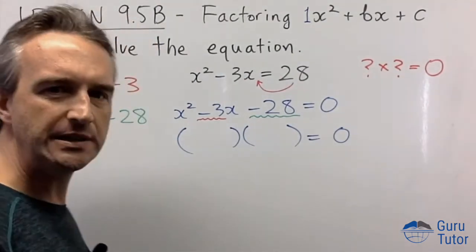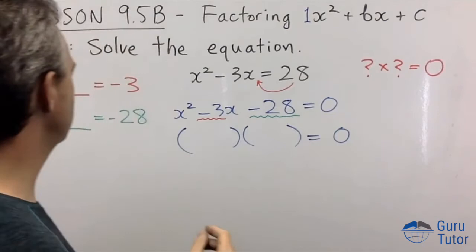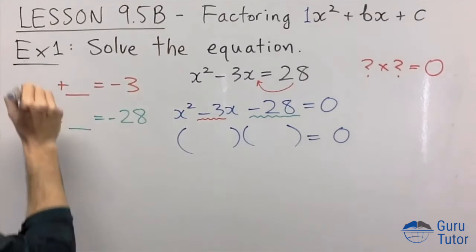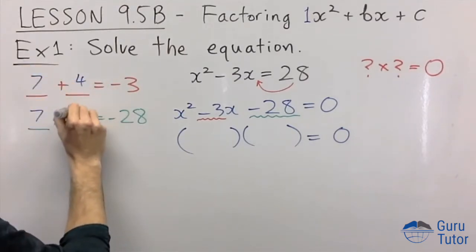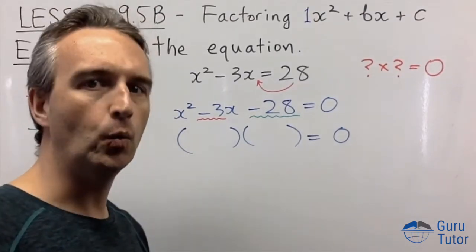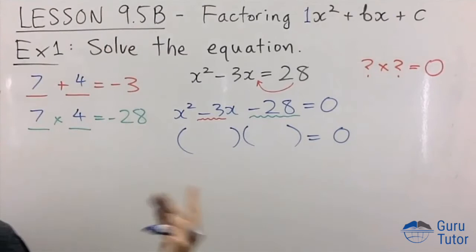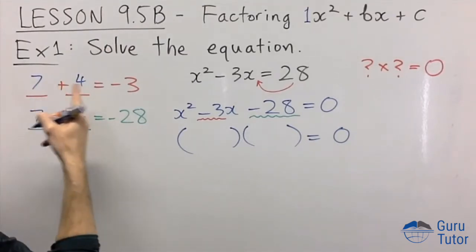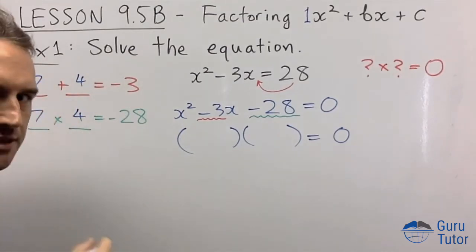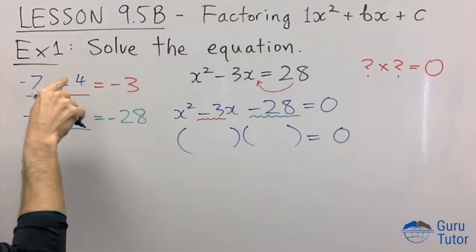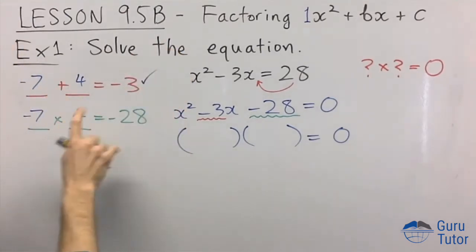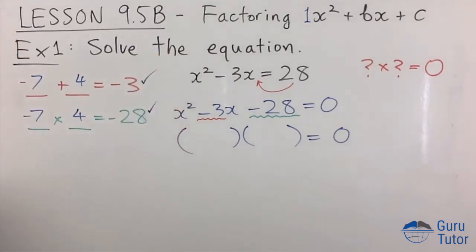So 14 times 2, does that have a difference of 3? No. 7 times 4, does that have a difference of 3? Yes, 7 4s are 28, so let's try 7 and 4. We've got a product equaling a negative, which means one must be negative, one must be positive. If we're adding them and we're getting a negative number, that means the negative should be the bigger. So let's double check. Negative 7 plus 4 equals negative 3. That's good. Negative 7 times plus 4 equals negative 28. Correct. We found our 2.